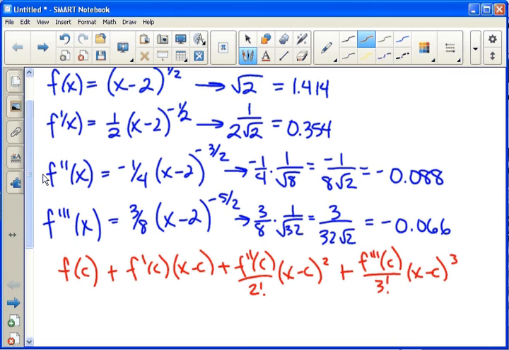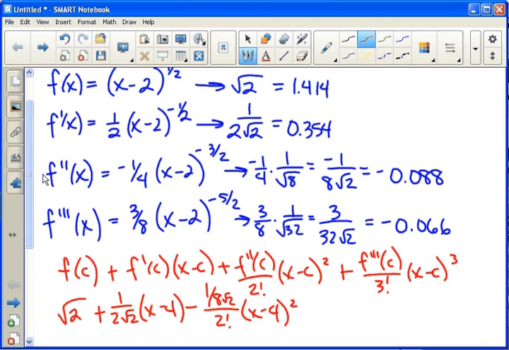We end up with the square root of 2 plus 1 over 2 square root of 2 times x minus 4, plus, or actually minus because of the negative, so negative 1 over 8 square root of 2 over 2 factorial times x minus 4 squared, plus, or actually minus because of the negative. Oh, no, that should be positive. I'm sorry. That should be positive. So let's see, that should be positive. 3 over 32 square root of 2 all over 3 factorial times x minus 4 cubed.